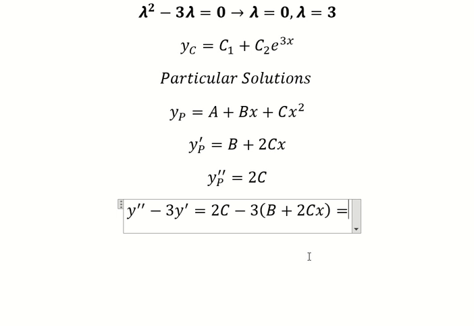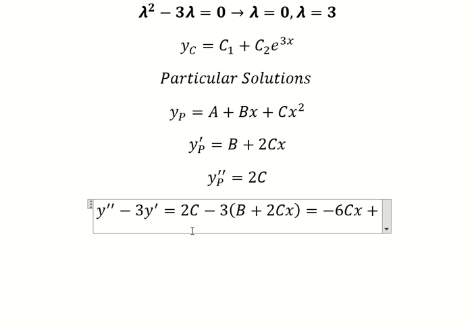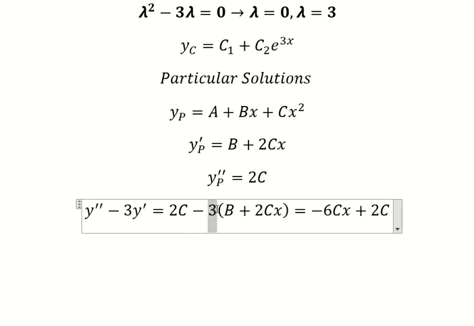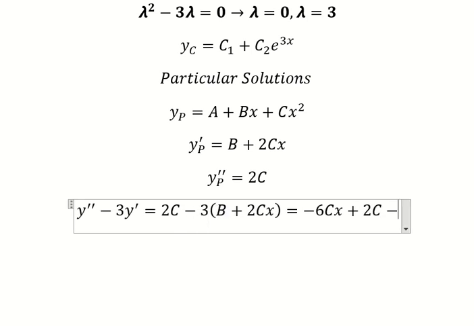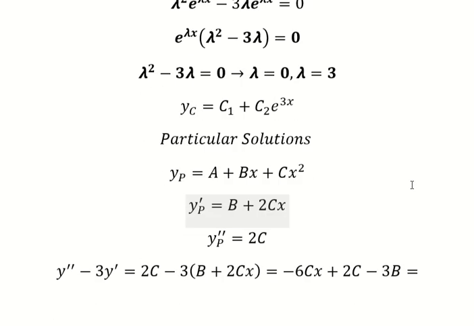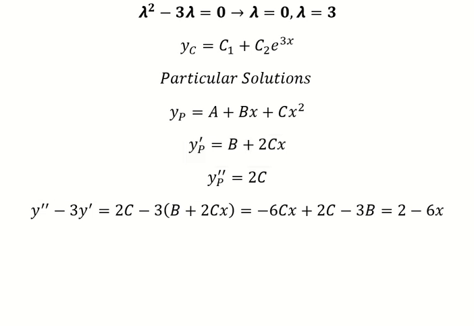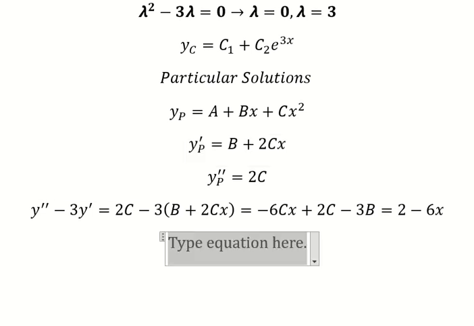So we need to arrange based on the terms of s, negative number 3 and 2c. We have negative 6cs, and the next one we have 2c and negative number 3 with b. So we have negative 3b. So this one equals to this one. So we can see that we have s and s. So that means negative 6c equals to negative number 6. And this one equals to number 2. So we just create the system of equations.